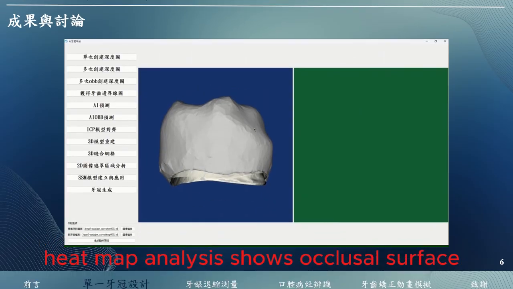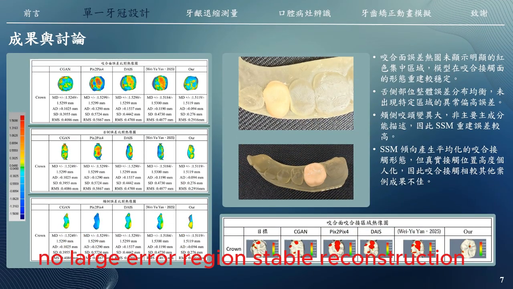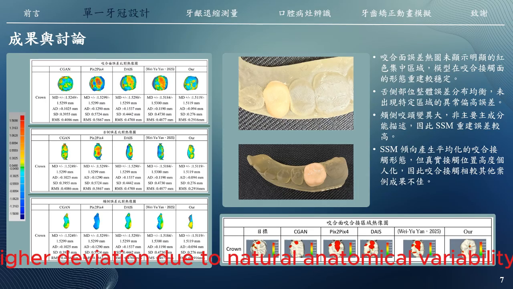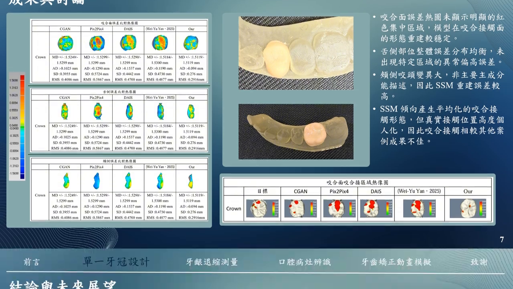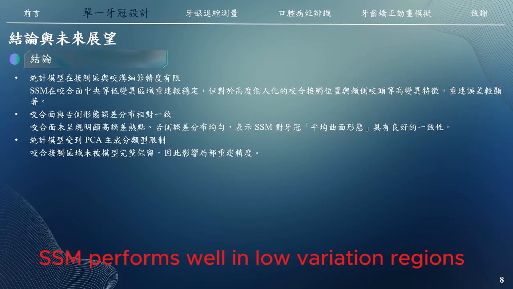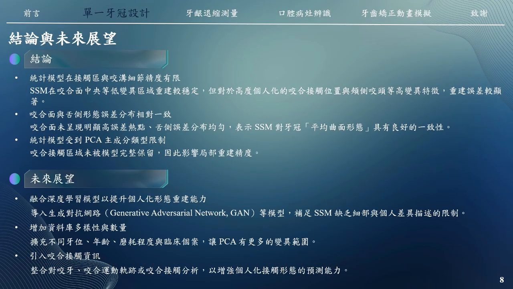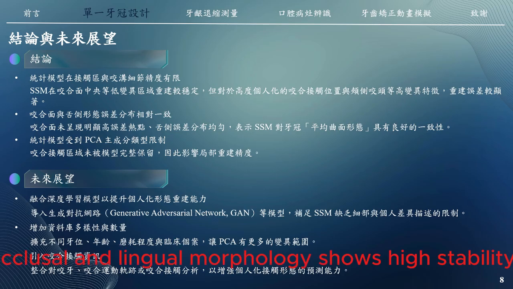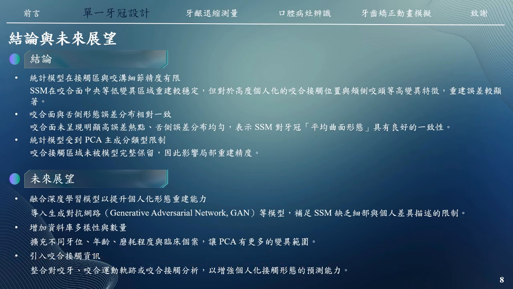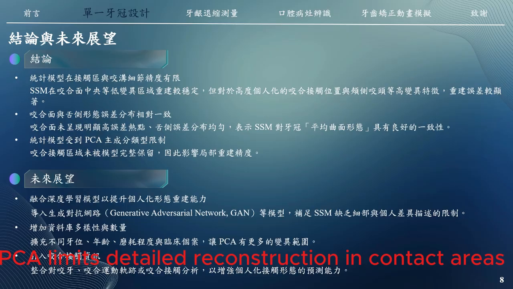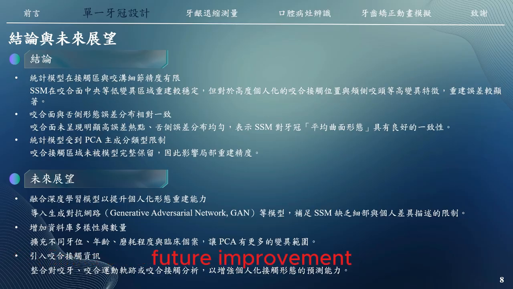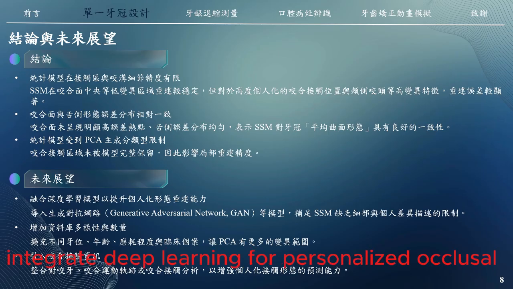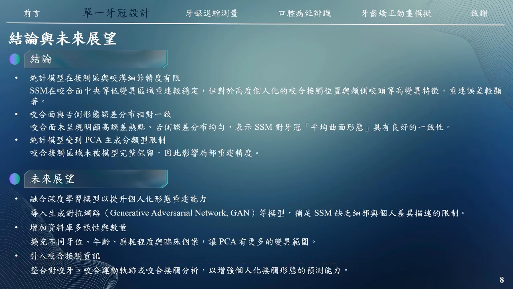Heat map analysis shows occlusal surface, no large error region, stable reconstruction. Lingual surface, evenly distributed errors. Buccal cusps, higher deviation due to natural anatomical variability. Summary. SSM performs well in low variation regions. Occlusal and lingual morphology shows high stability. PCA limits detailed reconstruction in contact areas. Future improvement, integrate deep learning for personalized occlusal detail.